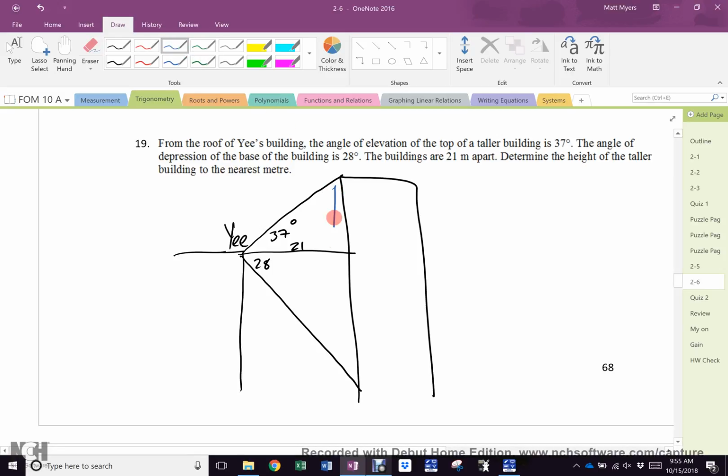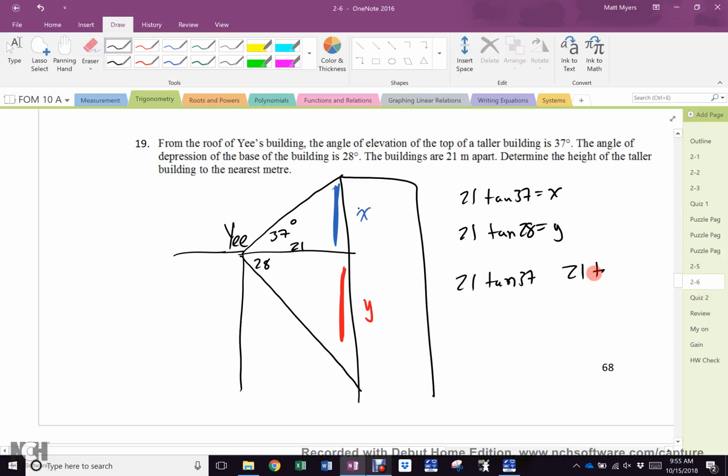Do you know this distance? No, there's x. Do you know this distance? No, there's y. It's going to be tan, right? Opposite over adjacent. 21 tan 37 equals x. Right? 21 tan 28 equals y. Then what do I do with 21 tan 37 and 21 tan 28? Add them, because you would add x and y, and you get whatever you get. I don't know what it is. What is it?